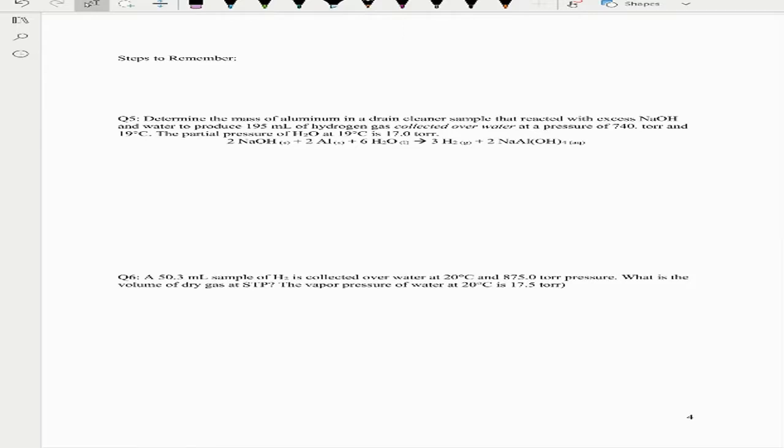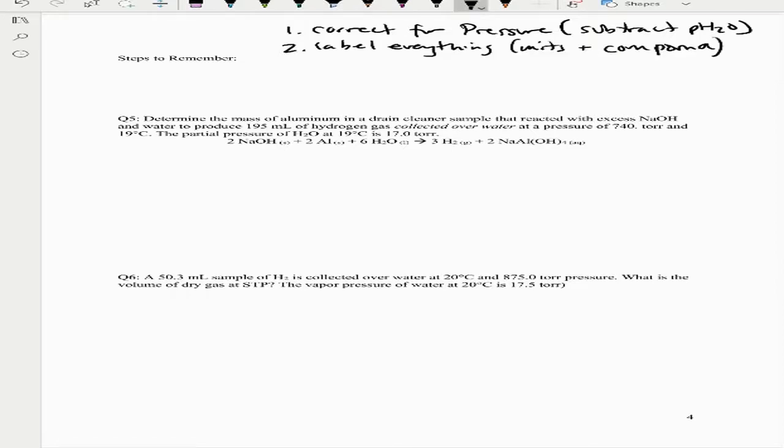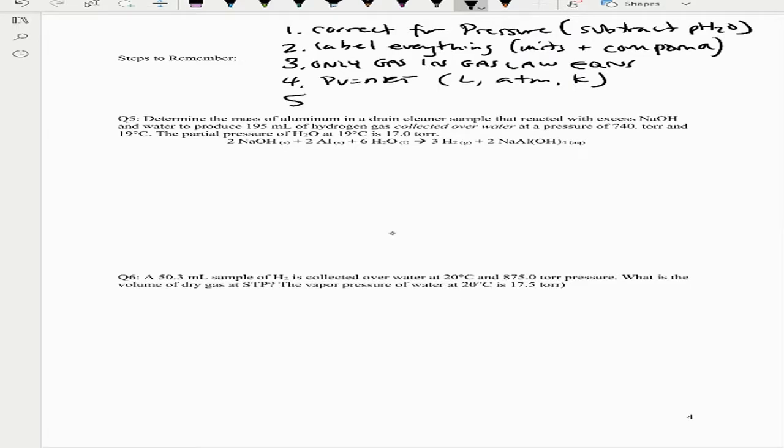There are a couple of steps or tips to help you do problems. 1, always correct for pressure if you have a collected over water experiment, which means that you subtract the pH2O. 2, label everything, units and compounds. Number 3, only use gases in gas law equations. 4, when you're using the ideal gas law, you must use liters, atm, and Kelvin. And number 5, round for sig figs at the end of your total calculation.